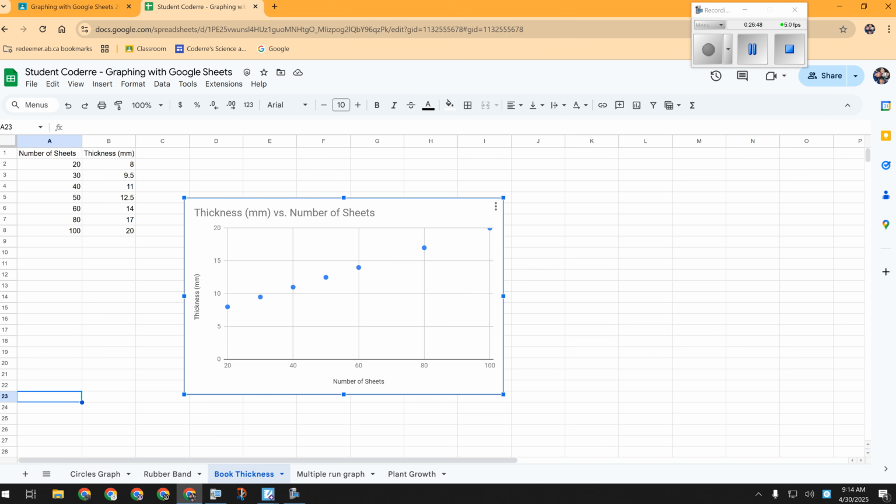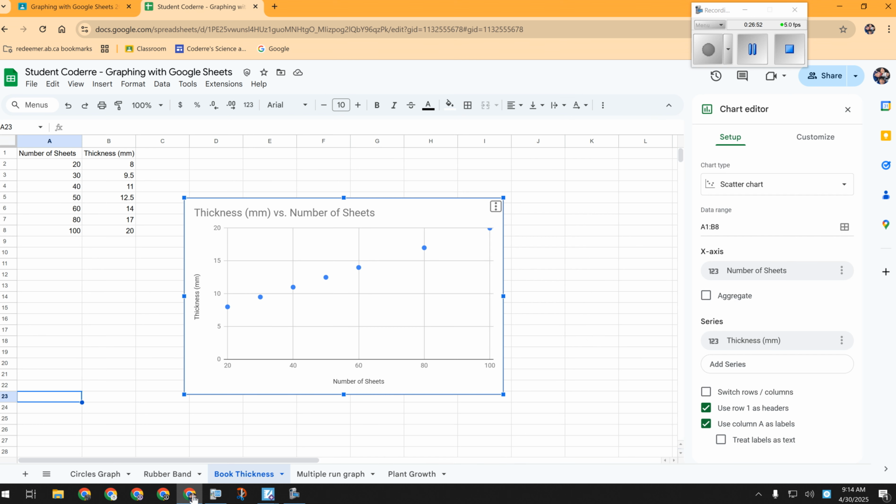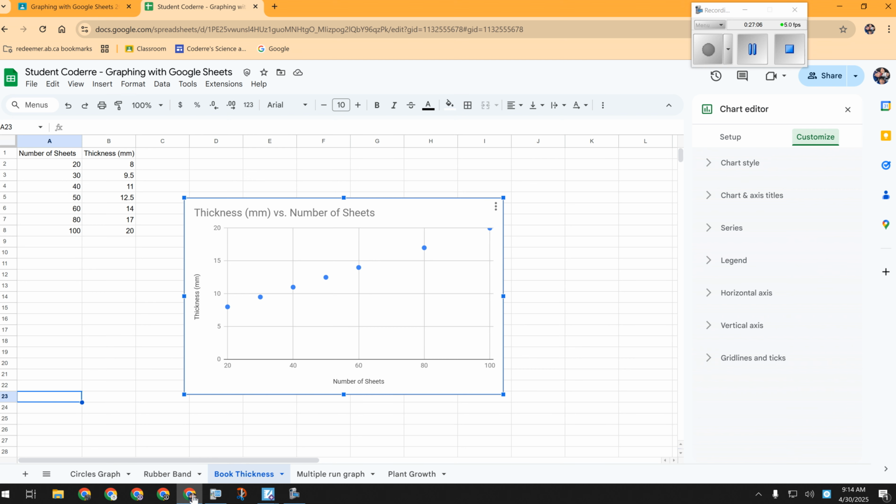We're going to click on the three dots here on the top. You may already still have this. Just click Edit Chart. You probably still have the chart thing here. Okay, we don't need to change anything on the setup. It's set up perfectly, so we didn't need to do anything. But we do need to customize our graph a little bit. So we're going to click on Customize. Okay, the chart style, that's fine.